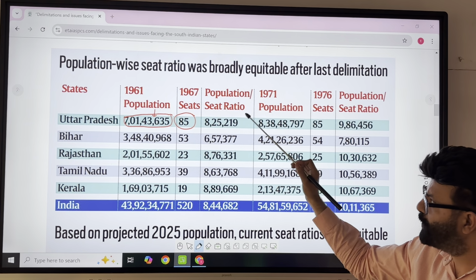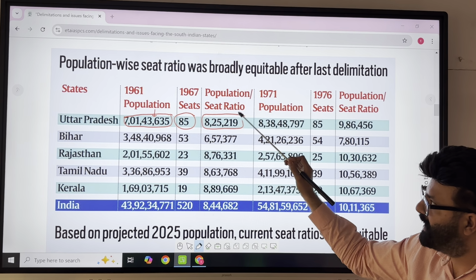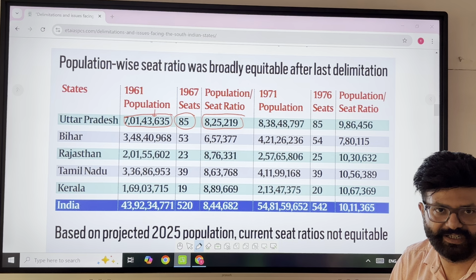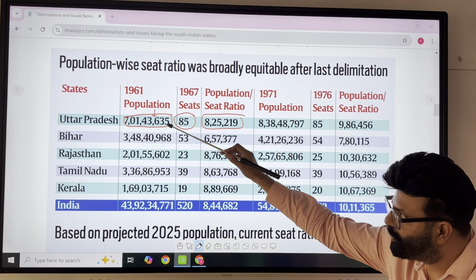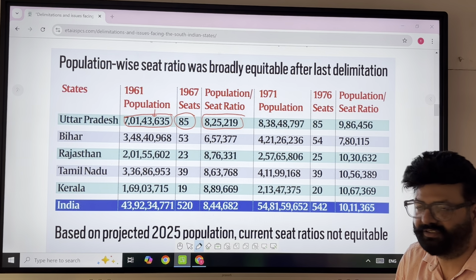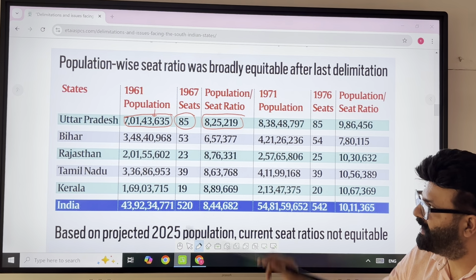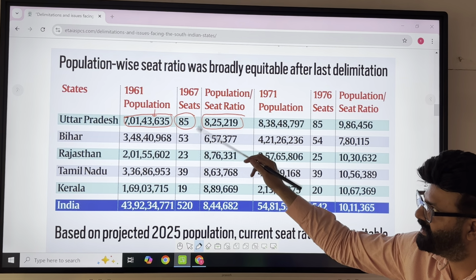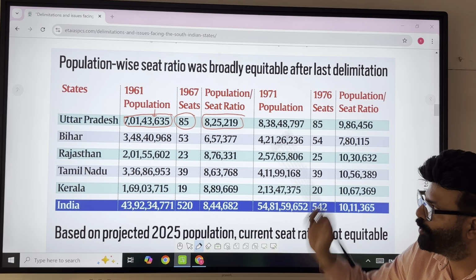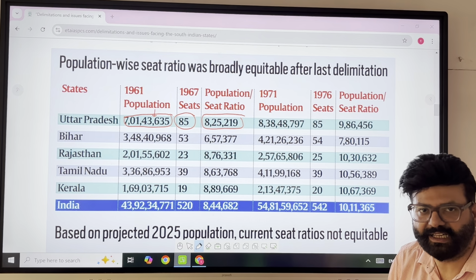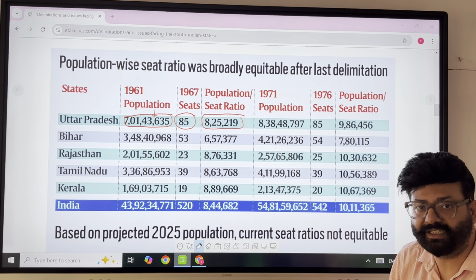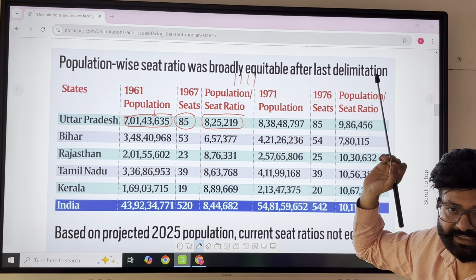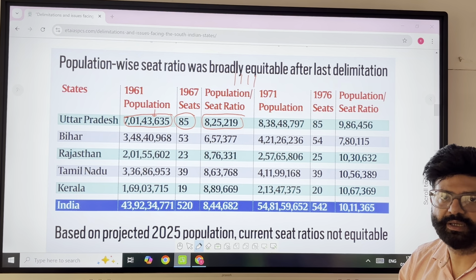और पॉपुलेशन पर सीट रेशियो एक सीट कितने में डिवाइडेड थी? 8,25,219. तो टोटल पॉपुलेशन वॉज दिस in 1961 close to 7 करोड़. एंड इसको आप डिवाइड कर लीजिए 85. 1967 में कितनी सीट्स थी? 85 सीट्स. तो एक को कितने में डिवाइड किया गया? 8,25,000. तो डिलिमिटेशन क्या कहता है? स्टेट के अंदर भी इक्वल रिप्रेजेंटेशन होनी चाहिए सीट्स की, और पैन इंडिया भी इक्विटेबल सीट्स होनी चाहिए.